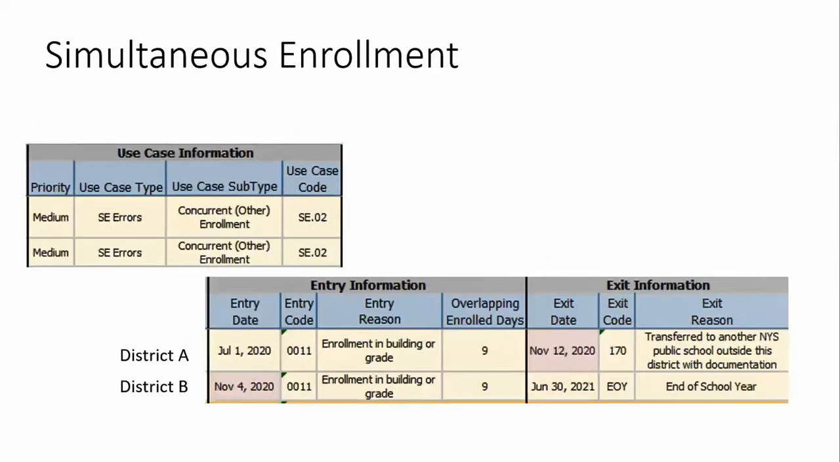Okay, so it's fairly obvious what the problem is here, especially since I highlighted it in red. The student exited District A on November 12th, but was enrolled in District B starting on November 4th. This overlap is what generates the error. It may be that the student actually left District A prior to November 12th. Or it may be that the student did not actually begin attending District B on November 4th. Or it may be both.